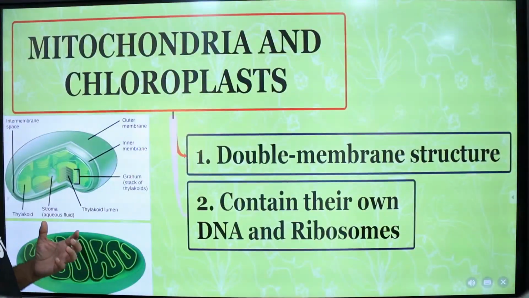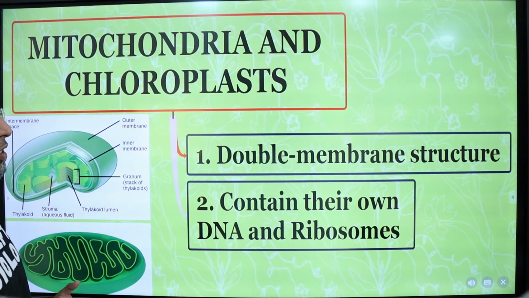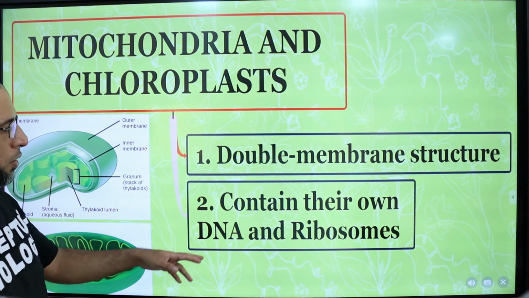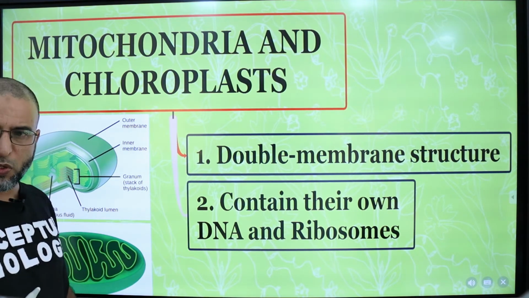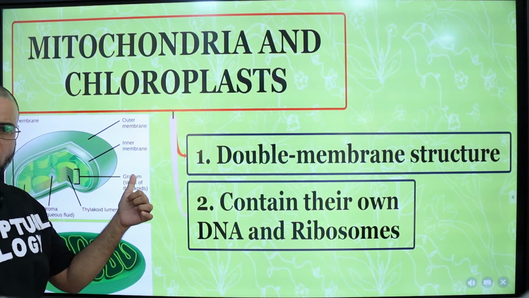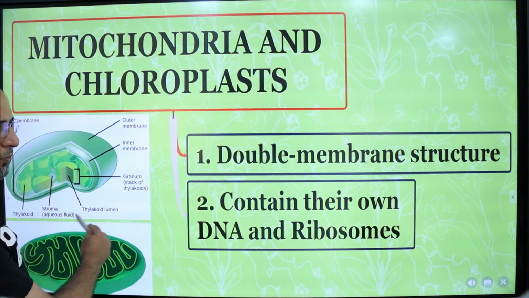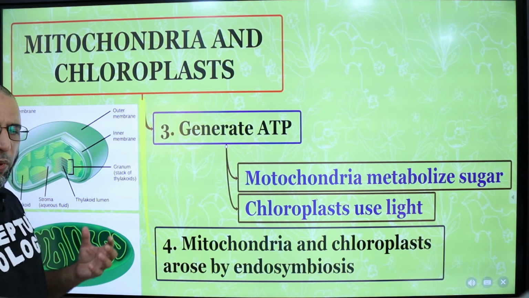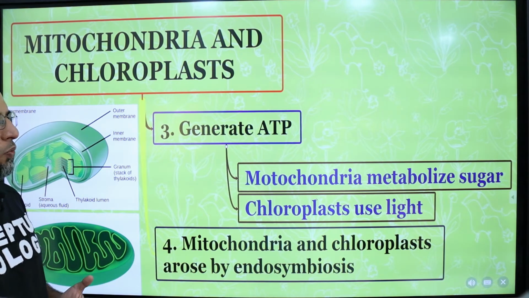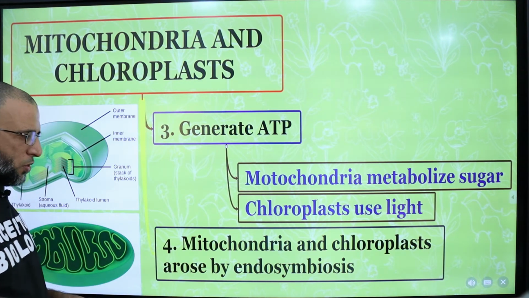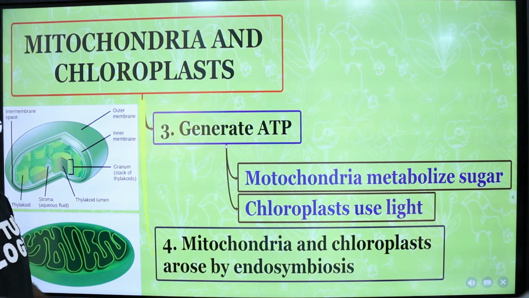Comparison between chloroplast and mitochondria. Chloroplast and mitochondria are bounded by two membranes, that is outer membrane and inner membrane. They contain their own DNA and ribosomes. These ribosomes which are present in chloroplast and mitochondria are prokaryotic ribosomes. Mitochondria are involved in cellular respiration, and chloroplasts contain chlorophyll which absorbs sunlight, and plants manufacture their own food during photosynthesis. Mitochondria and chloroplasts evolved by endosymbiosis.